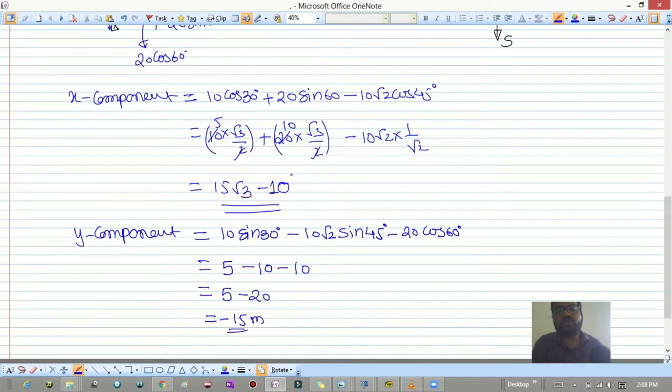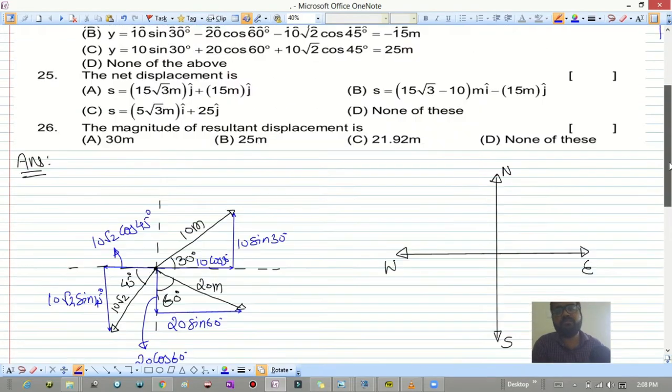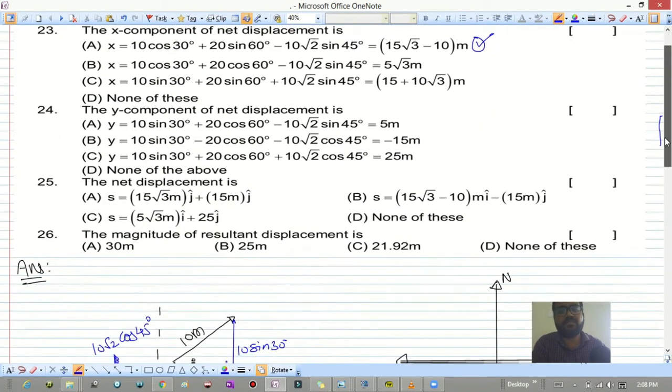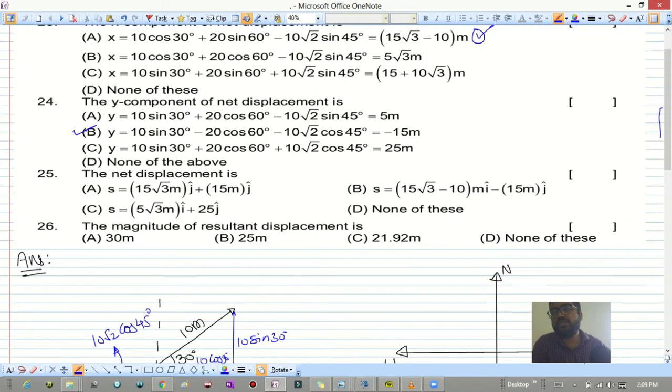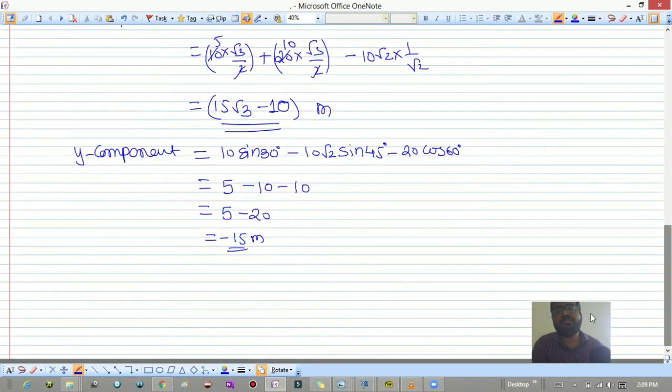So this is the y component and this is the x component we have. So the y component we have is minus 15 meter, so that is given in option B. Net displacement is just the addition of x and y component.